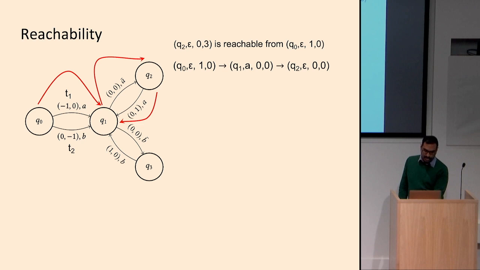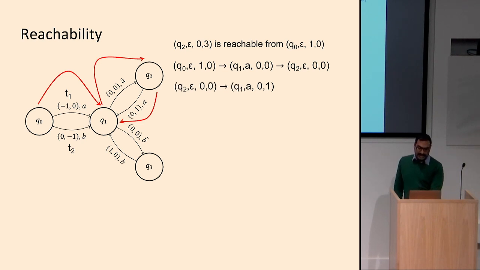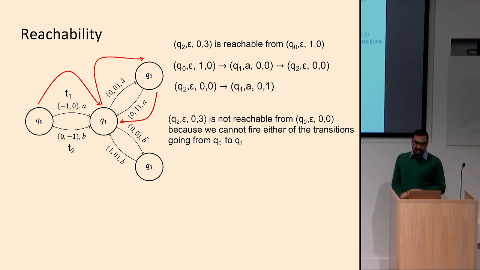Now you can go back from Q2 to Q1 while adding to the second counter and pushing an A. So you go to Q1, A, 0, 1. So now you can see that you can go back and forth, and after 2 more cycles around this loop, you will get to Q2, epsilon, 0, 3. Note that Q2, epsilon, 0, 3 is not reachable from, for example, Q0, epsilon, 0, 0, because as I said, you cannot go below 0. So you cannot fire either of these transitions, T1 or T2, because you need something in either of these counters to go to the next thing.